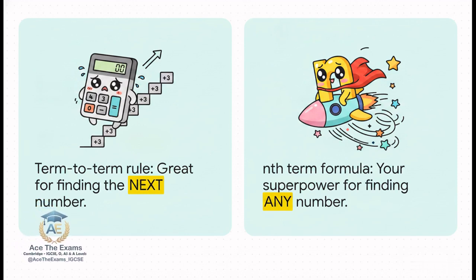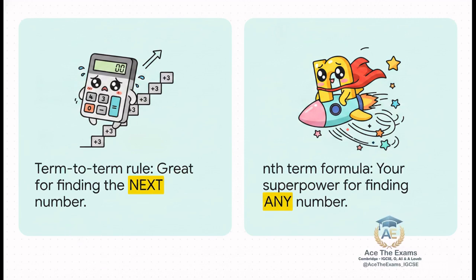And that is exactly why we are upgrading to the nth term formula. It's not just some boring equation, it is literally a massive, time-saving superpower. It lets you instantly target and calculate any number in the sequence without needing to know the number that came right before it. A total game changer.